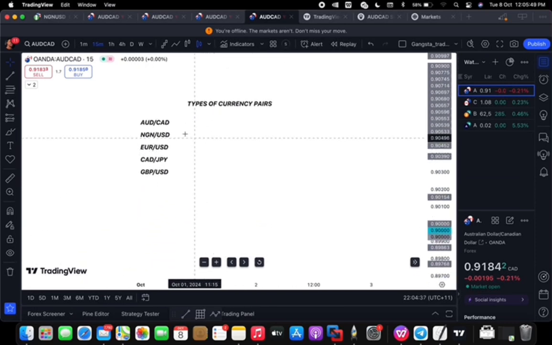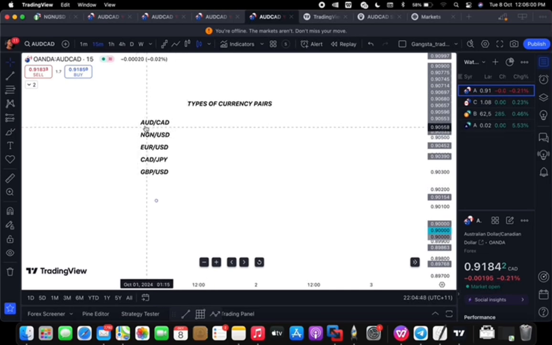So we have AUD CAD, which in full stands for Australian dollar versus Canadian dollar. We have Nigerian naira here versus USD. We have EUR/USD, which is the euro versus USD. We have Canadian dollar versus JPY, which is also known as Japanese yen. We have GBP versus USD, which is also known as Great Britain pounds versus USD. There are so many currency pairs, but I just brought us to these five currency pairs so that I don't overwhelm you guys.